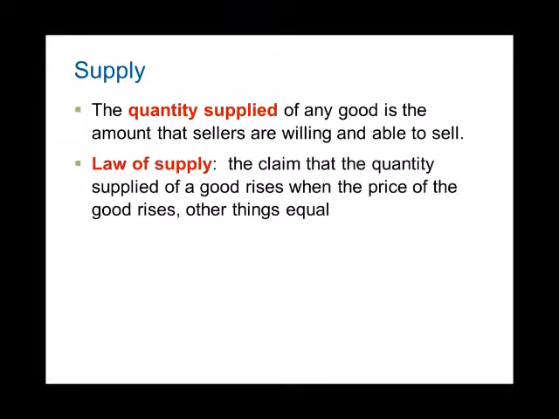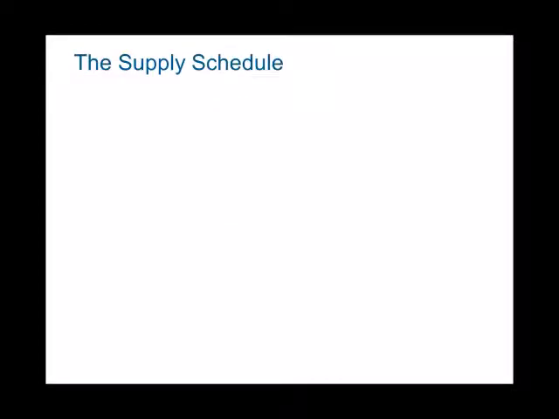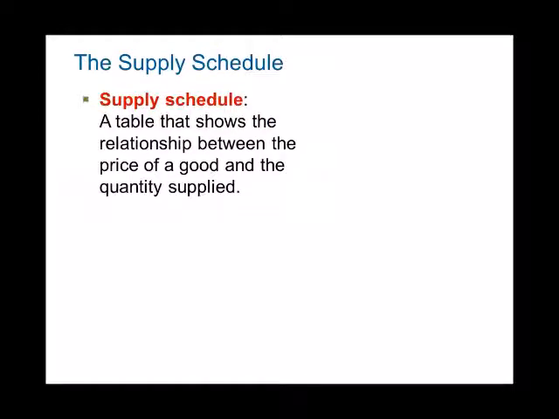And from there we have the law of supply. The law of supply says that the quantity supplied will rise when prices go up. Also, the quantity supplied will fall if prices go down, all else being equal. So from here, we can come up with the supply schedule. Just like the demand schedule, the supply schedule is a table that shows the relationship between the price of a product and the quantity that the sellers are willing and able to supply to the market.